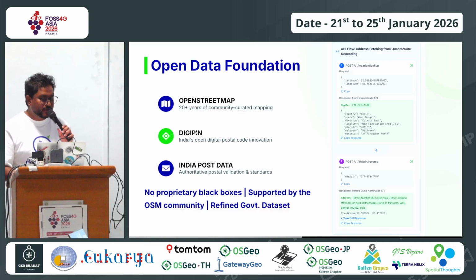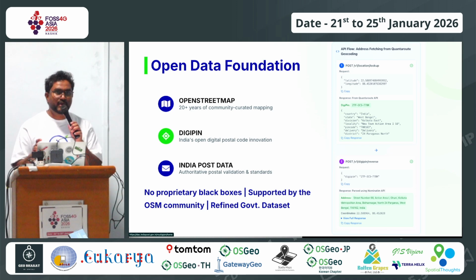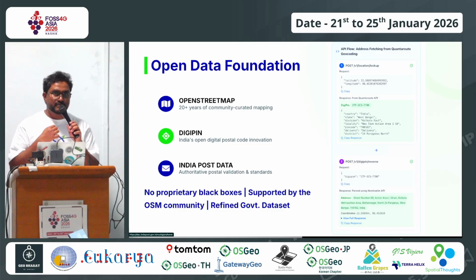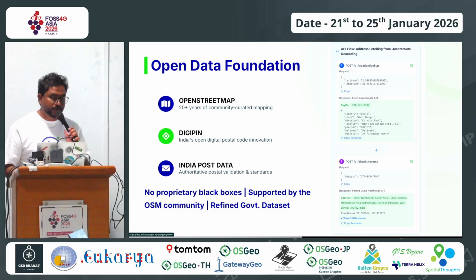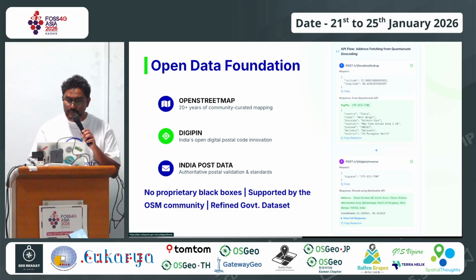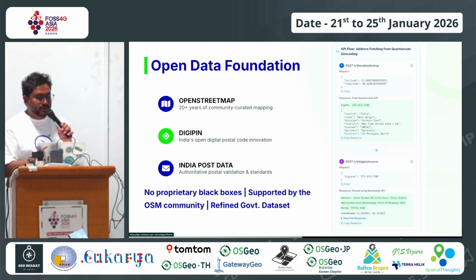And the digipin, which is India's open digital postal code innovation, has been recognized in many other countries as well. You might say that Google already does this with plus codes, but I found this one easier to understand and easier to use for our purpose. And our India Post data is already shared as GeoJSON. And the QuantaRoute API response is in JSON format.